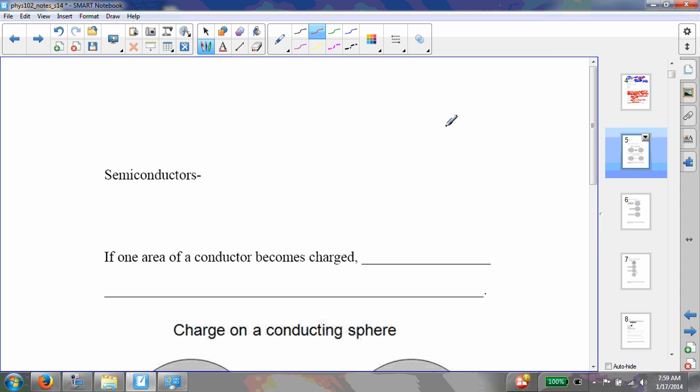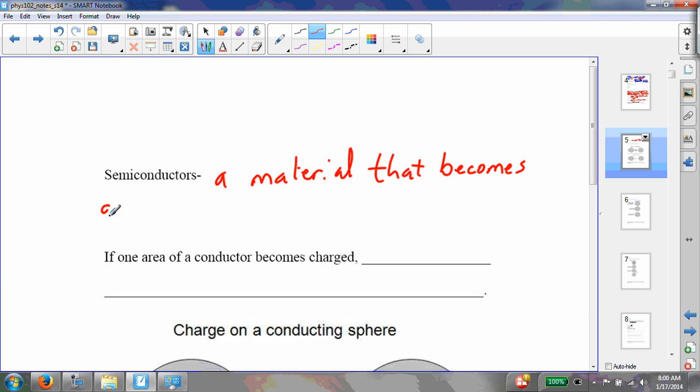Now, let's look at examples of discharging. Actually, also semiconductors. We're not going to get into this, but I'll just list it here. Semiconductors are a material that becomes a perfect conductor under particular conditions. When we get into circuits, we'll talk a little bit about a semiconductor device.